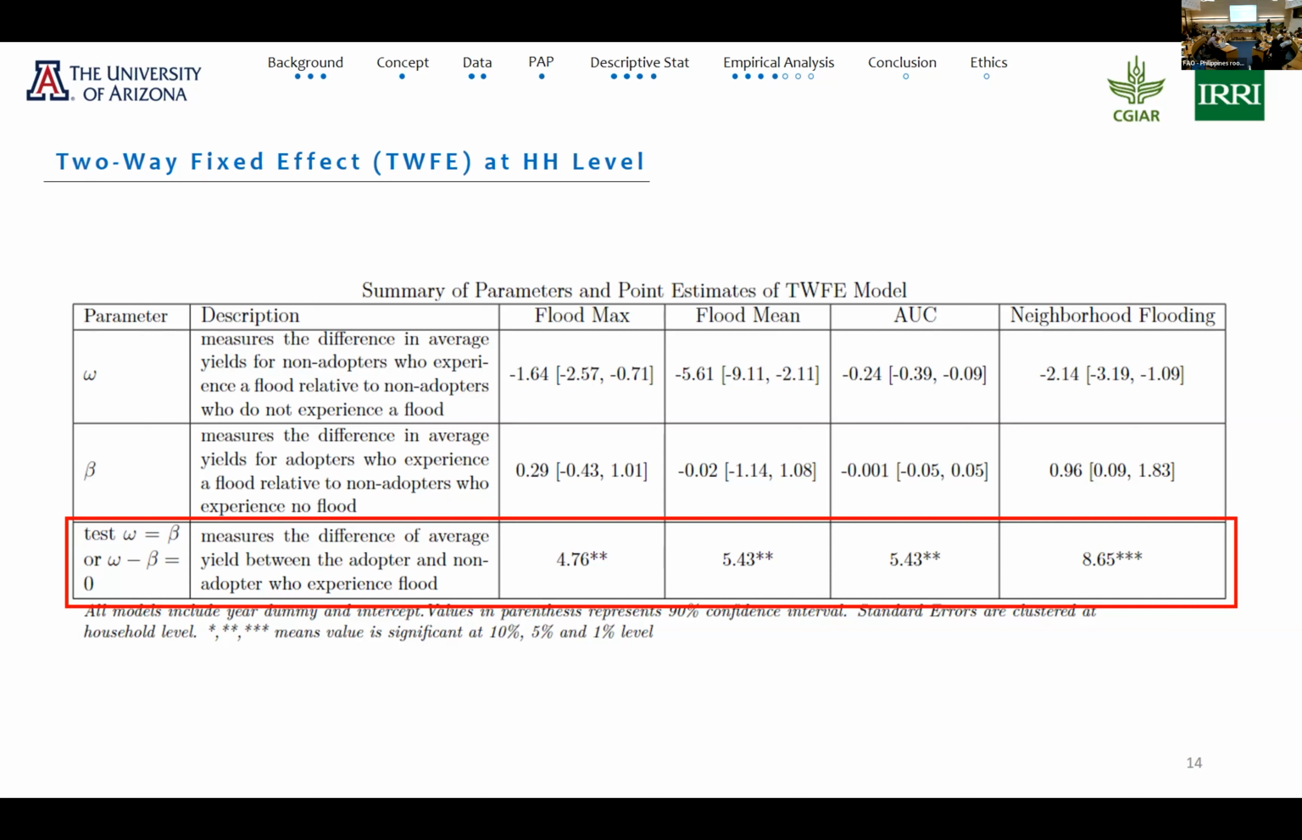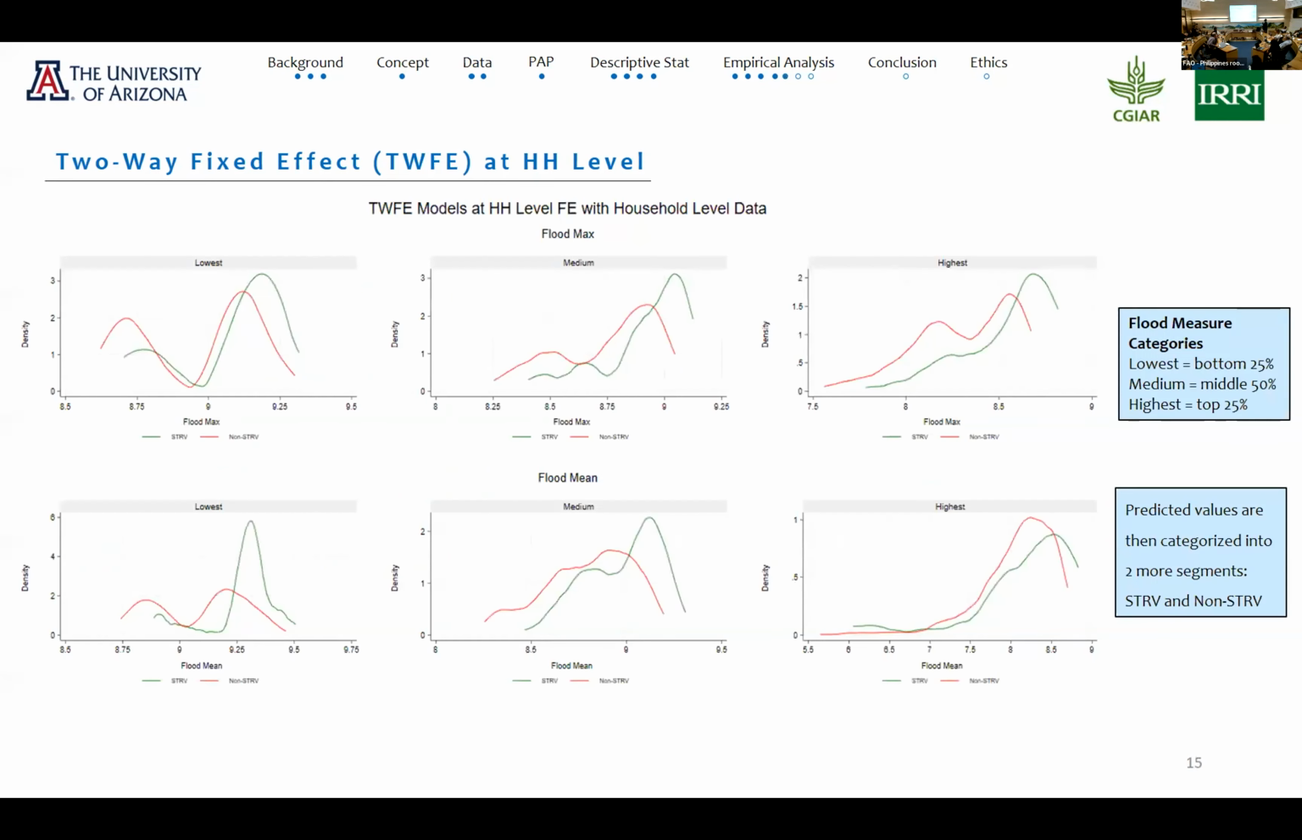So when we use the first model here, we notice that it is highly significant in all contexts, for all the flood measures that we have considered. We found significant differences between the average yield for adopters and the non-adopters of the stress-tolerant rice varieties. So, which is good. But let's see what happened when we consider different categories in terms of the intensity of the flood. So we look at the bottom level, the medium one, and the highest.